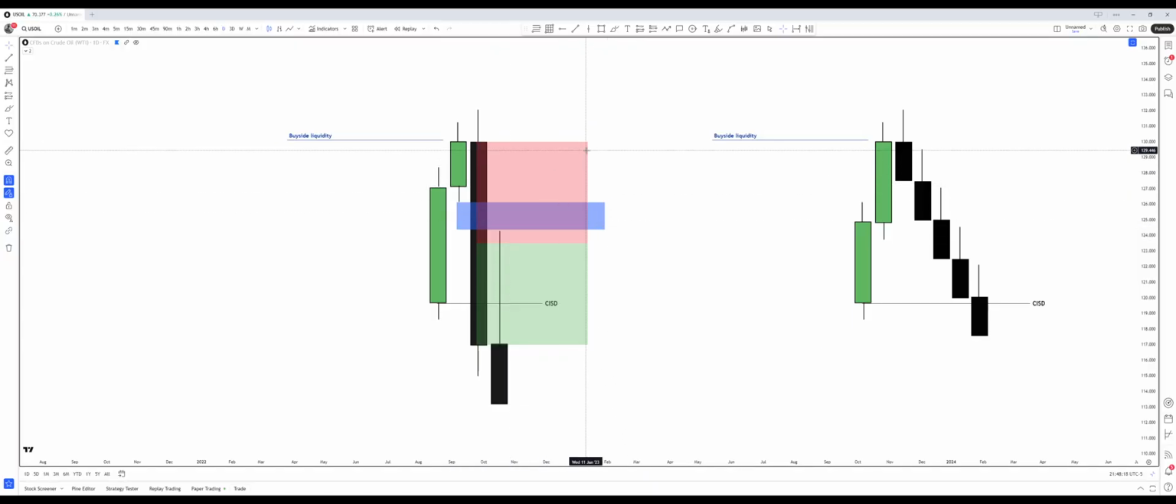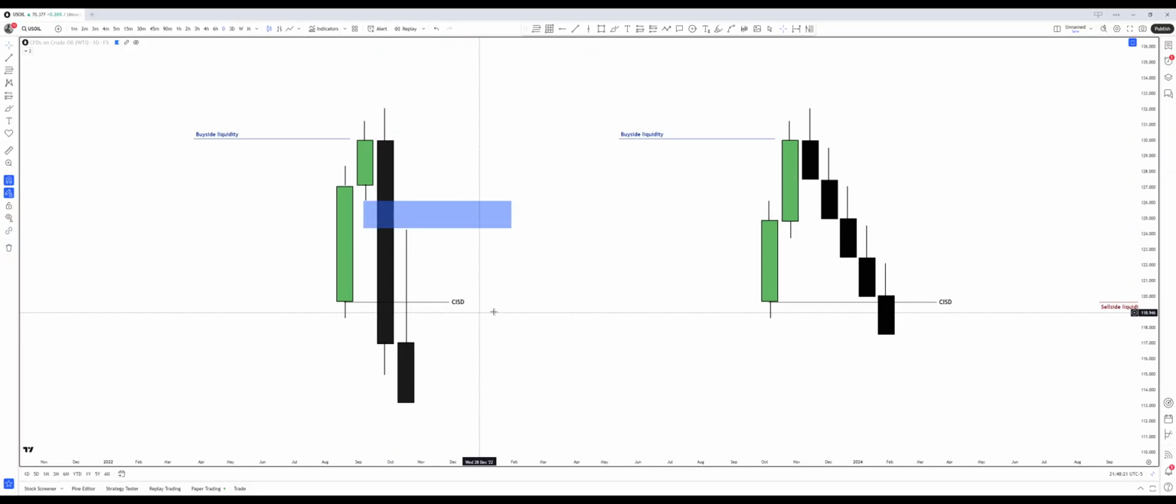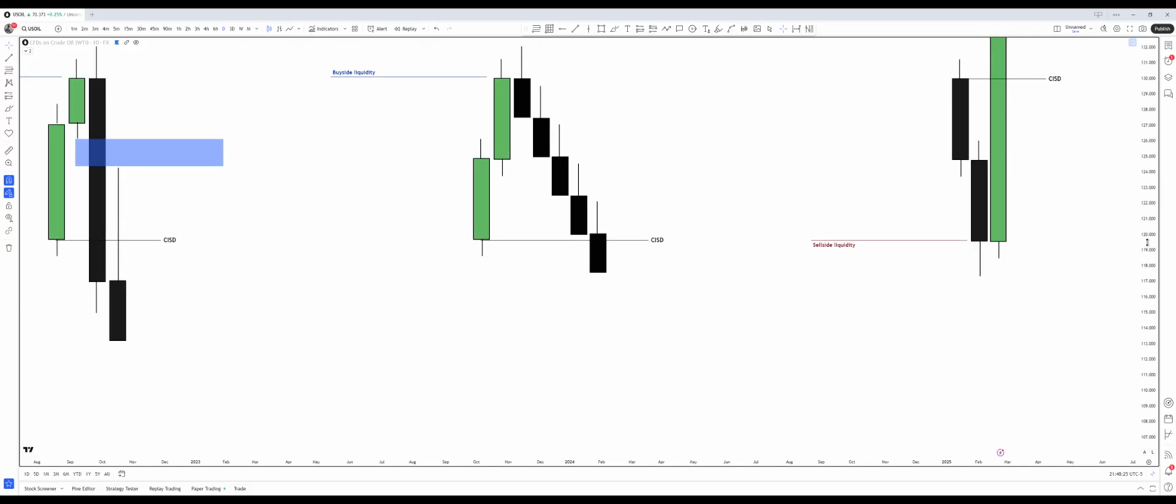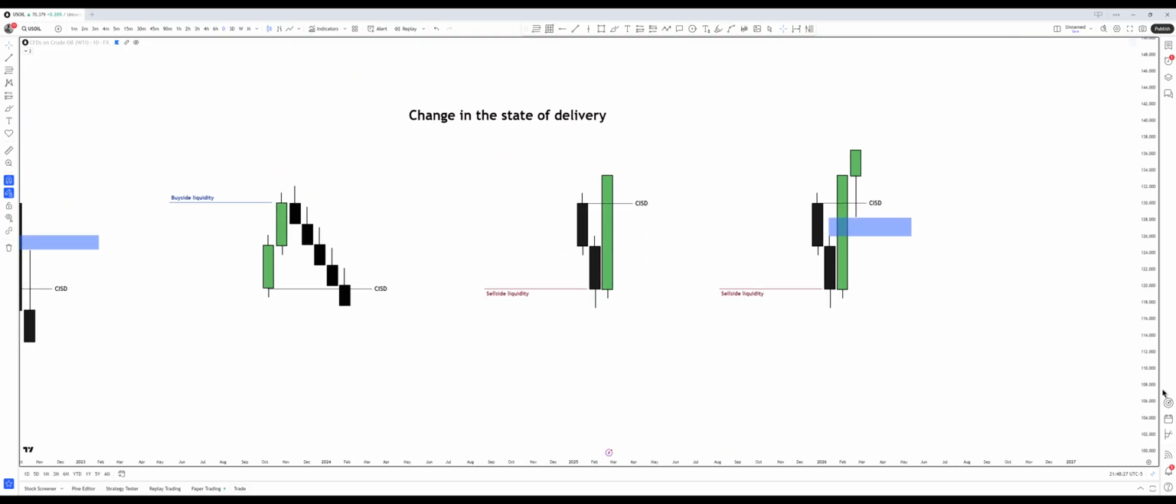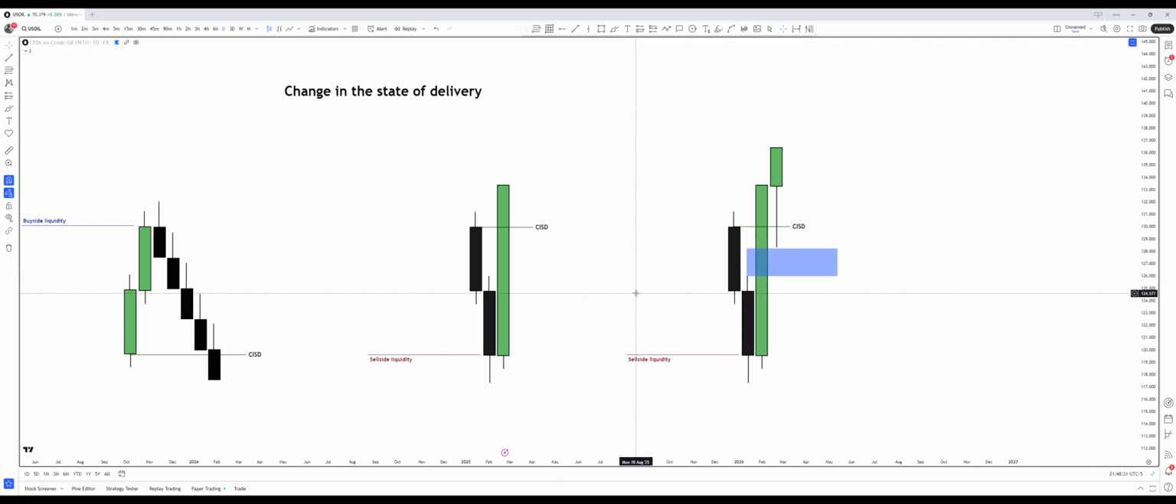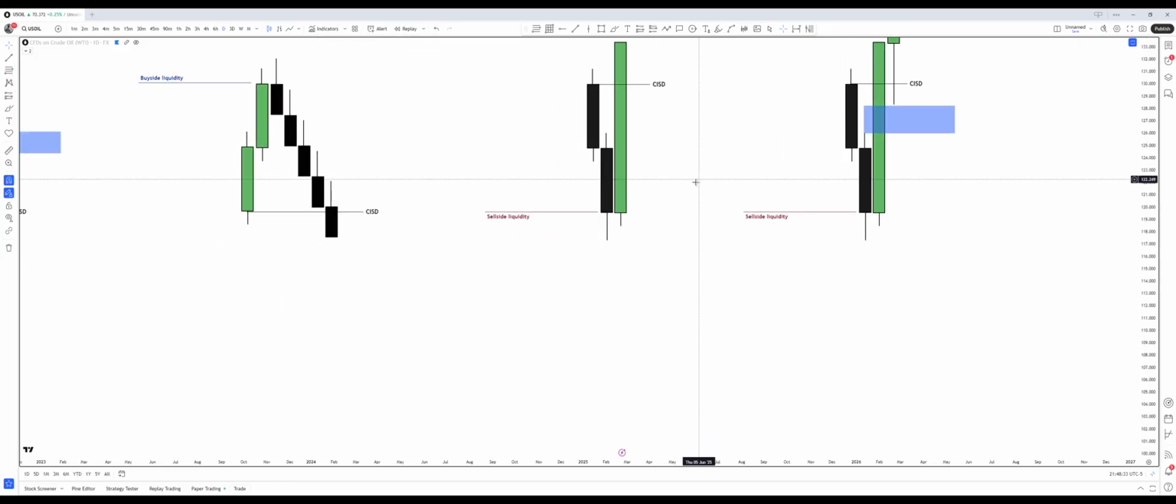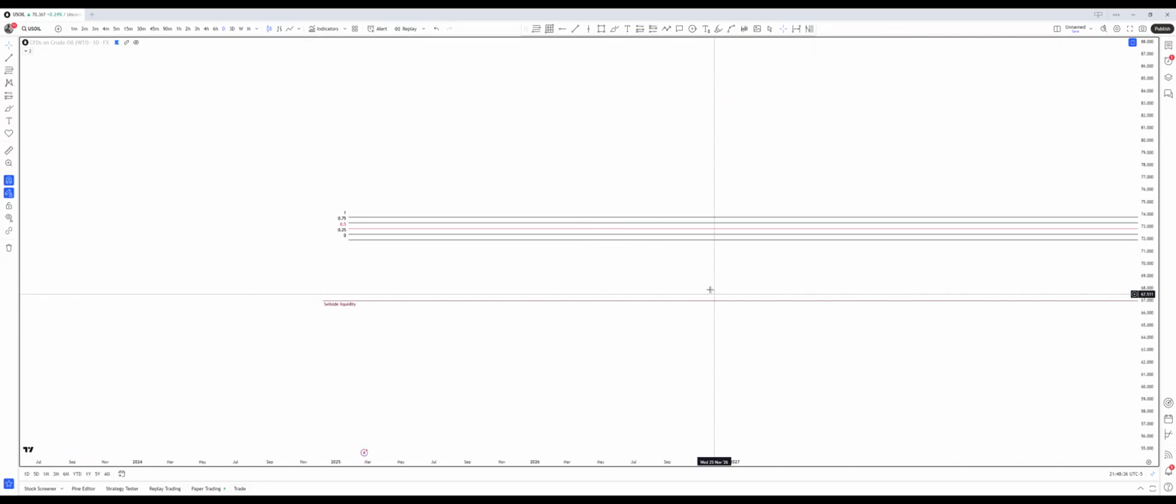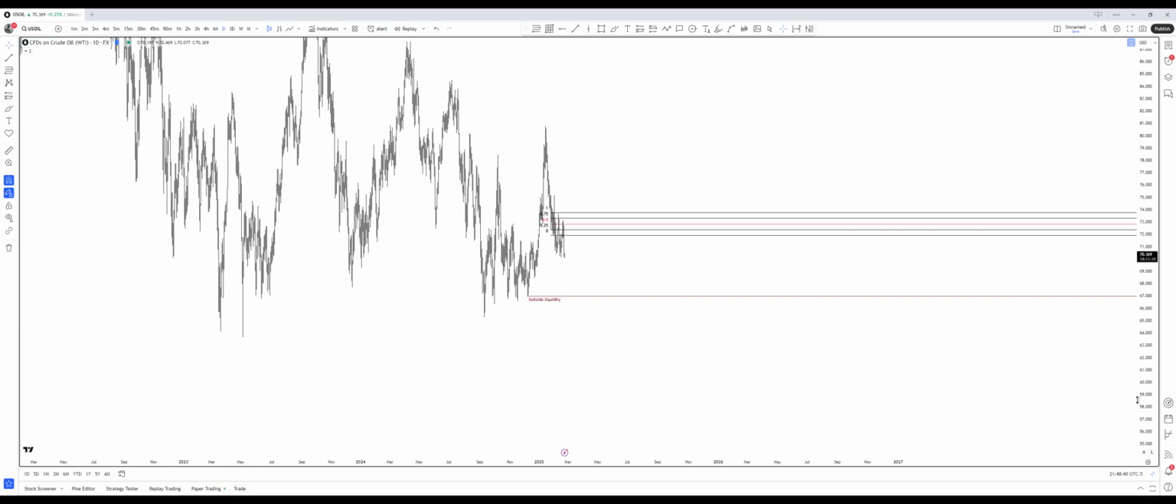All right, this one right here, you'll probably understand a bit better if you go watch my first video about how to read the lower time frame candles. So yeah, basically that's it. A change in the state of delivery. So let me try to find some examples.